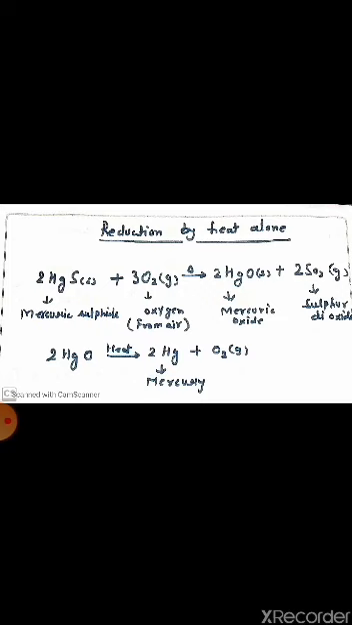Now next one is reduction by heat alone. Copper, mercury, etc. have low reactivity. Their oxides can be reduced to metal by the action of heat alone. As their most common ores are sulfide ores, in order to obtain the metal from these ores, the only step needed is roasting, that is, heating the ore strongly in the presence of excess air. For example, HgS, mercuric sulfide, reacts with oxygen in air on heating to give mercuric oxide plus sulfur dioxide. Mercuric oxide, when heated again, gives mercury plus oxygen.